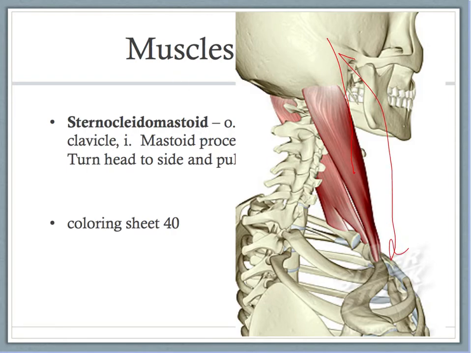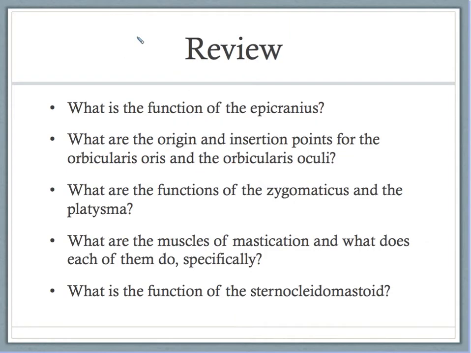That's your sternocleidomastoid. All right, here are some review questions. What's the function of the epicranius? Origin and insertion points for the orbicularis oris and orbicularis oculi. What's the function of the zygomaticus and the platysma? What are the muscles of mastication and what does each of them do specifically? And what is the function of the sternocleidomastoid? Make sure you can answer those.